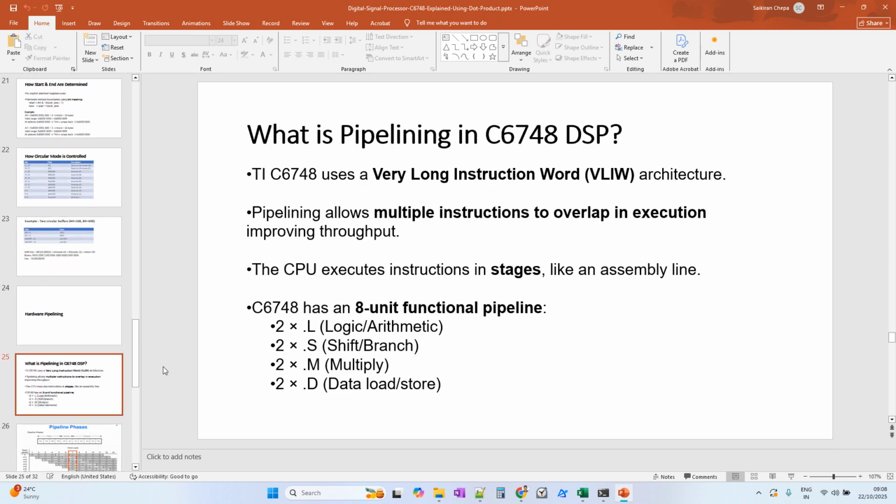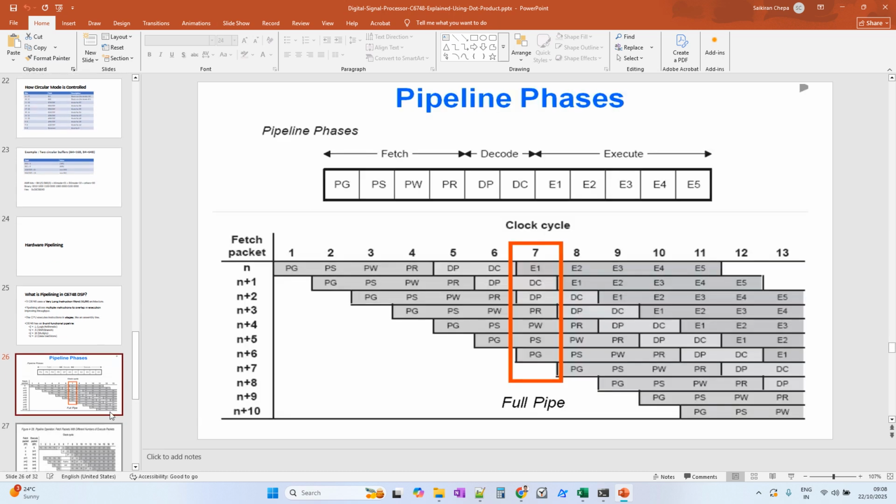Hardware pipelining: this is a very long instruction word architecture. Multiple instructions overlap in execution, improving throughput. If you see here, fetch packet n. Here the entire fetch packet is parallel, so all 8 instructions are parallel. That's the assumption that we are making here.